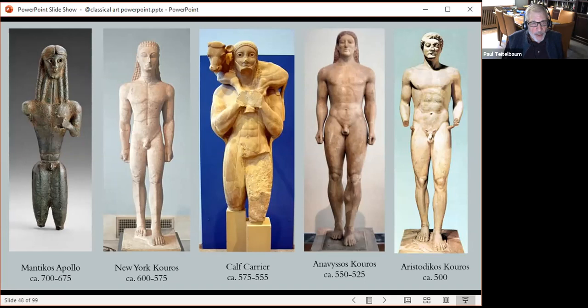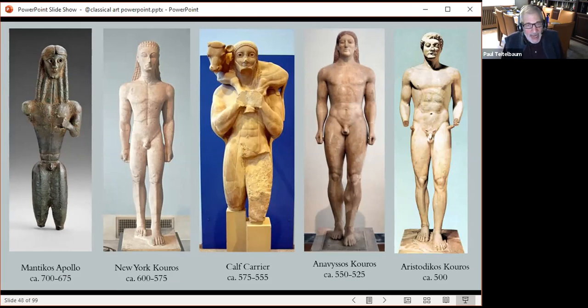In the archaic period, statuary had something that scholars call the archaic smile. You can see it pretty clearly on the Anavysos Kouros. It's there somewhat on the New York Kouros and the calf carrier. And that is tending to disappear.